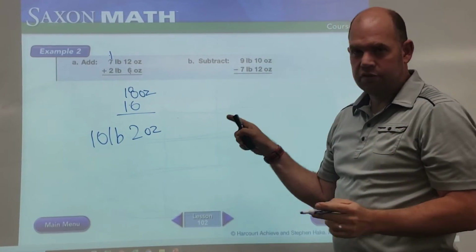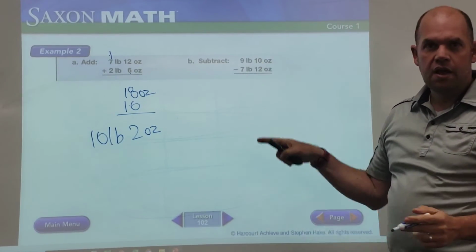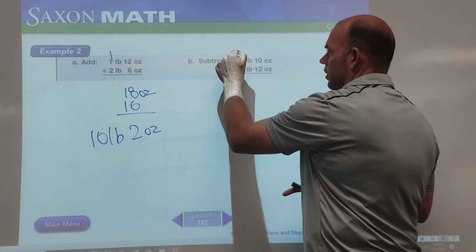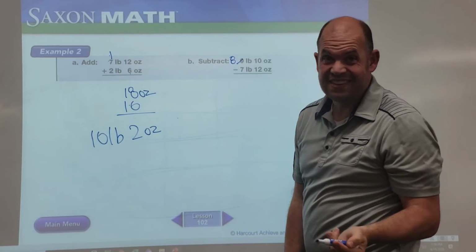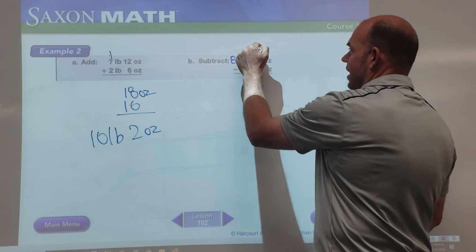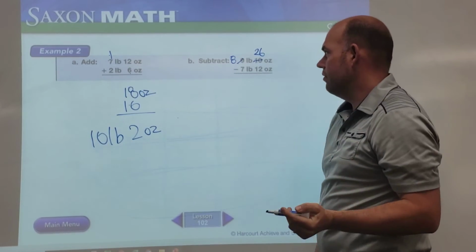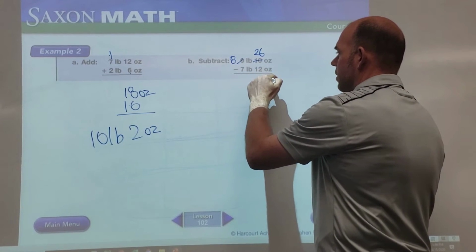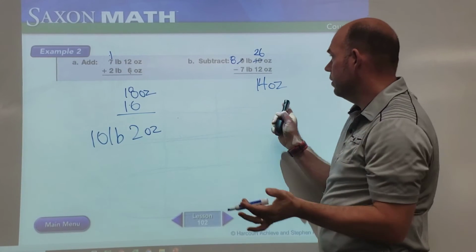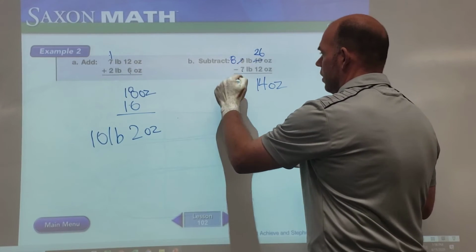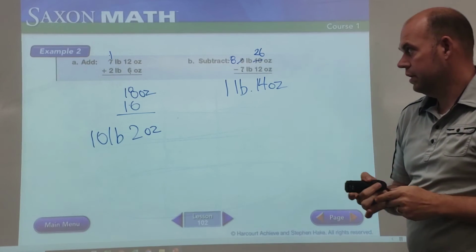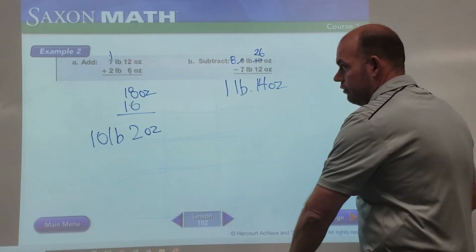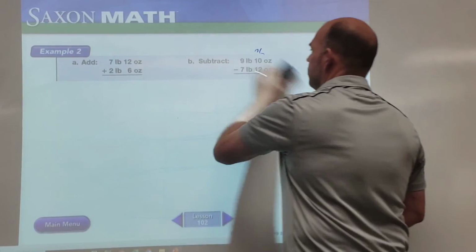Subtracting is the same thing. We start with our ounces first. We can't subtract 12 from 10, so we have to take a pound away. Instead of carrying over, we're taking it away, so we change that to 8 pounds and 16 ounces. 16 plus 10 is 26. So now we have 8 pounds, 26 ounces, minus 7 pounds, 12 ounces. That leaves a remainder of 14 ounces, which is less than a pound, so we can leave it. Then 8 minus 7 is 1 pound. 1 pound, 14 ounces. Not too tricky, but it takes some practice as we convert and use different kinds of measurements.